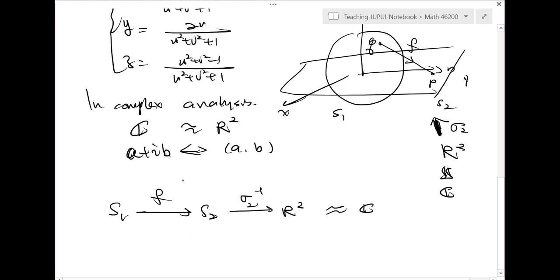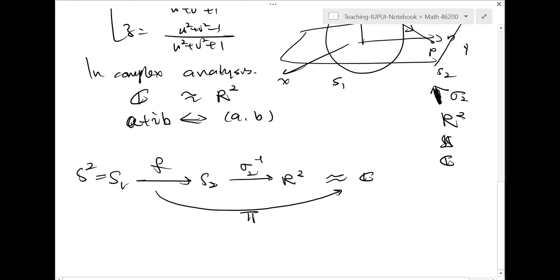So let's write down. Then you map the S1, that's a sphere, onto the complex plane. This is a complex plane. The set of all complex numbers forms a plane. All right, so let's find out the relationship, okay?